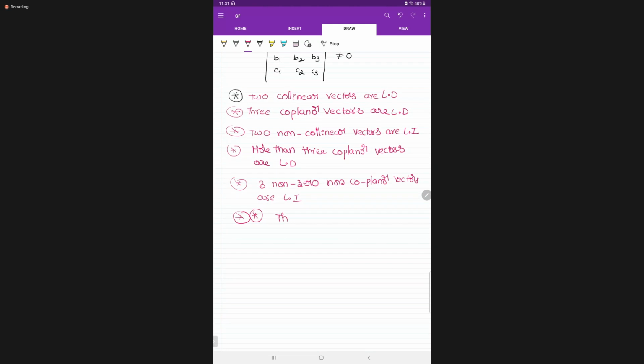Three vectors A bar, B bar and C bar are collinear if there exist x, y, z belonging to R such that x A bar plus y B bar plus z C bar is equal to 0, or x plus y plus z is equal to 0.